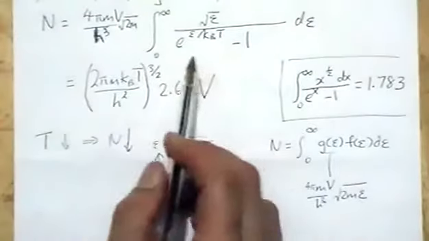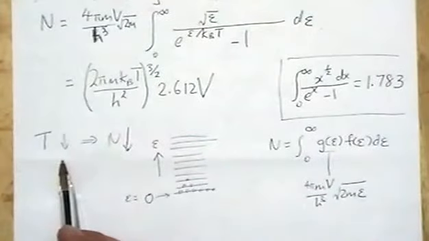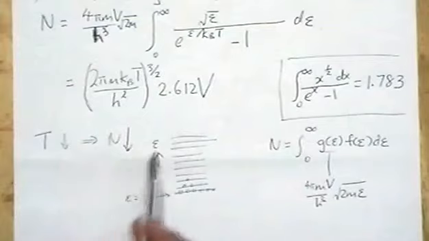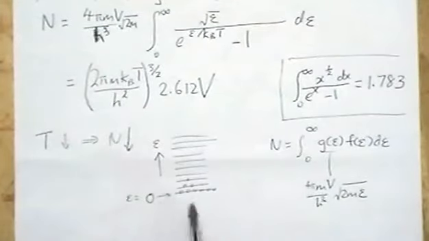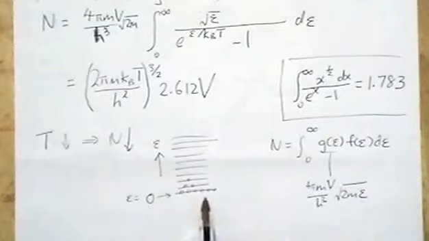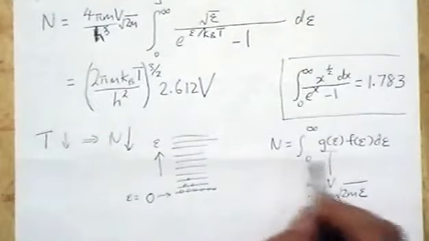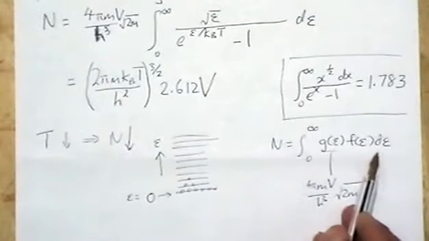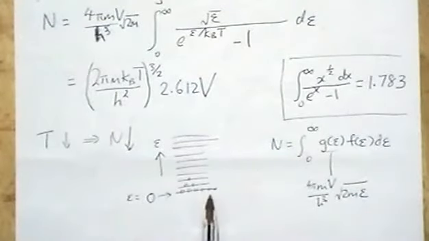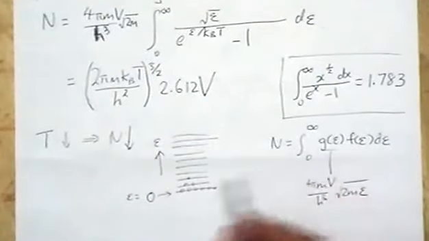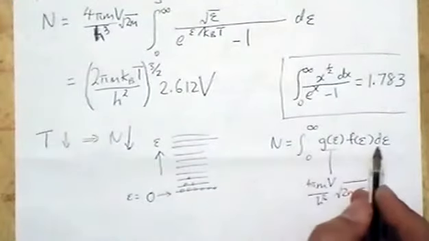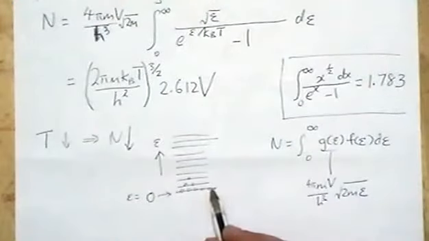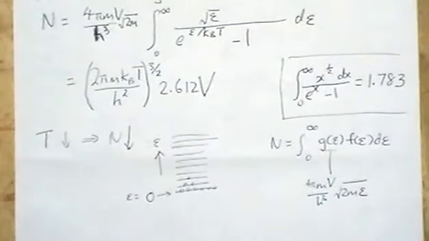But now we have this very special situation where temperature is very low, and if all or most of the particles actually fall to the ground state, then this integral becomes wrong, because it ignores the particles in the ground state. It would only calculate particles that are higher up, above the ground state.